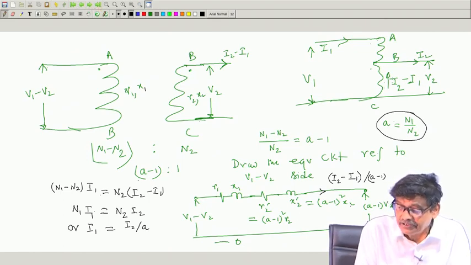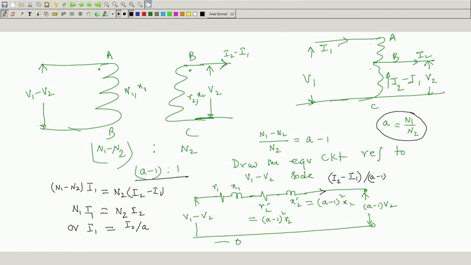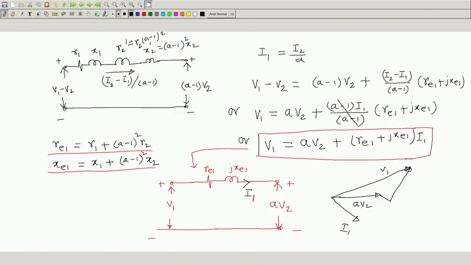but only thing is its turns ratio is this, therefore, it is to be multiplied, this voltage will come like that. And then defining this R1 plus (A minus 1) whole square R2 etcetera as RE1 and so on, you will come here. Then from this you write down the KVL equation of this, and that minus V2 cancels from this side, and soon I find, oh, this is the equation, this is the reflected current, and so on.